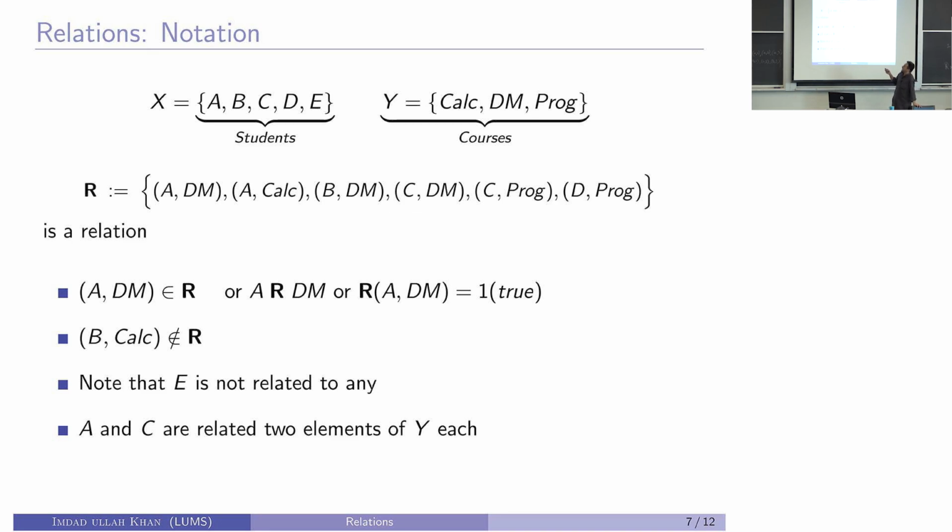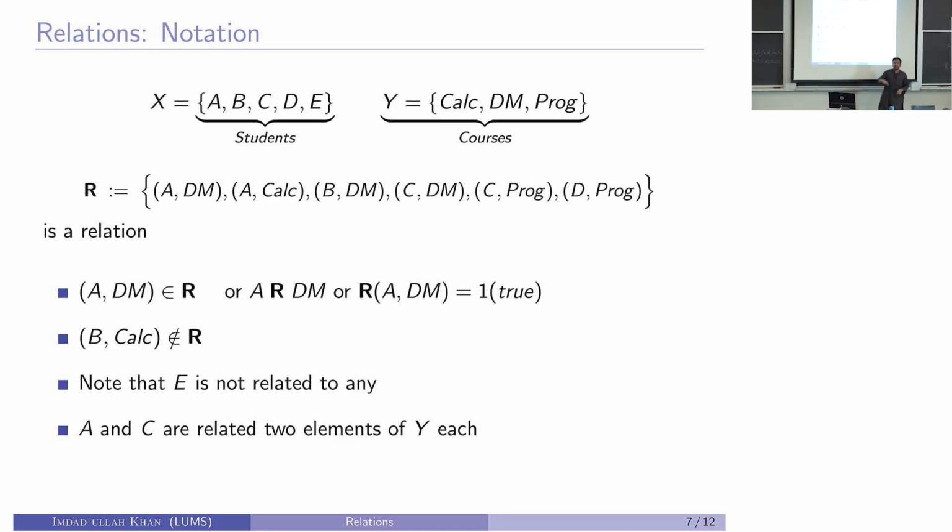Sometimes you can also write A is related to DM, if it is clear that this is related. So, A R DM. Or in more computer science jargon, R, when I input A and DM, gives me true. If R(A, DM) is true, or 1, R(E, DM) is false. R(A, DM) is true in this case. So, it is one way or the other. I have to tell you whether the pair is in the set or not in the set. So, we can say (B, calc) is not in R, and E is not related to any.